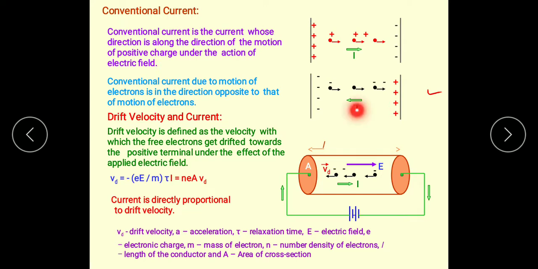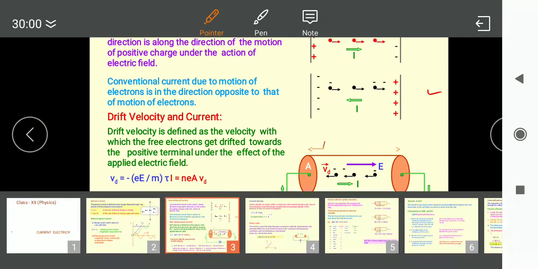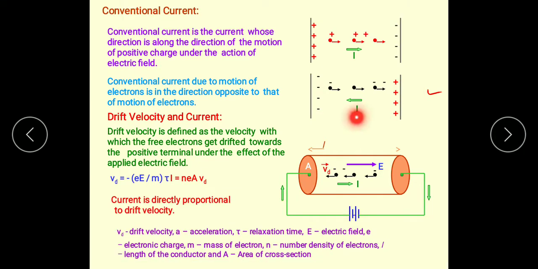We can also define it in another way: according to the electrons, the motion of the electron is always opposite to the direction of the flow of current. It means the electrons flow from negative to positive, but the current flows from positive to negative. So electrons flow in the opposite direction to the electric current.